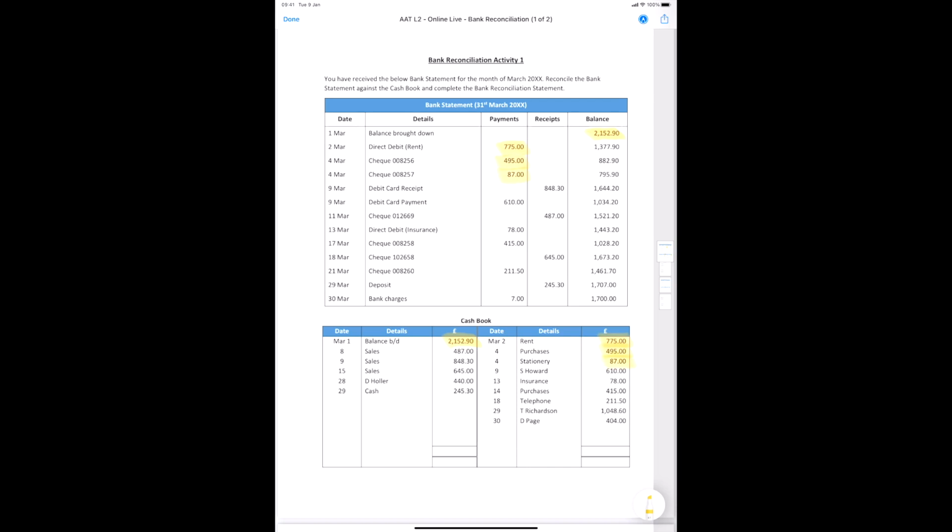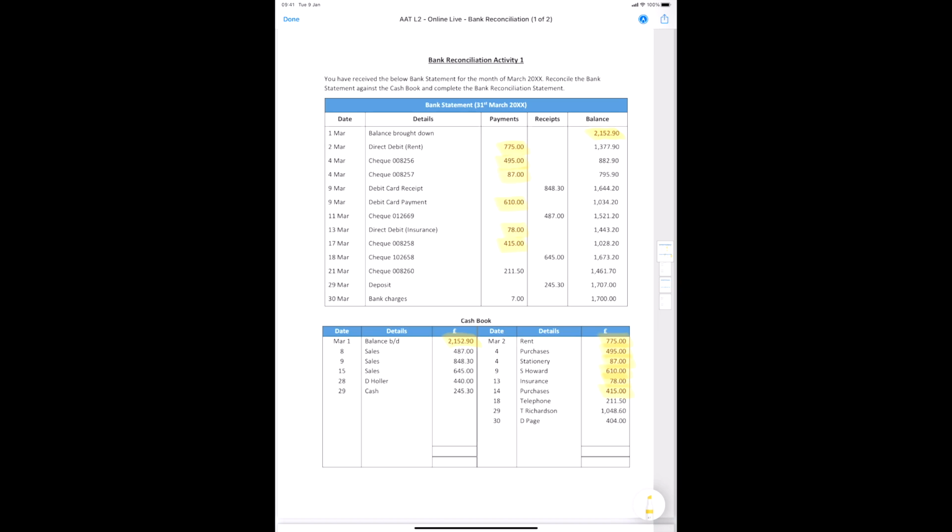Next, we've got a debit card payment for £610. This appears as a supplier payment to S. Howard. We've got a direct debit for insurance, that's £78. That matches the insurance payment in our cash book. We've also got another cheque here for £415. This relates to more purchases.